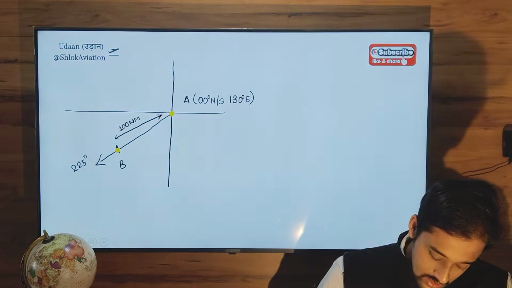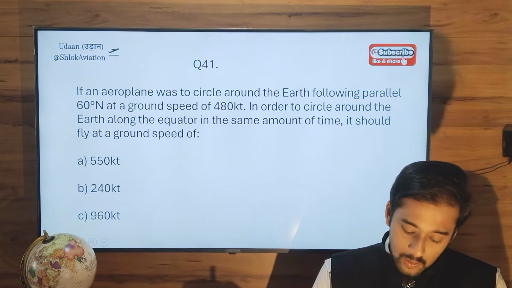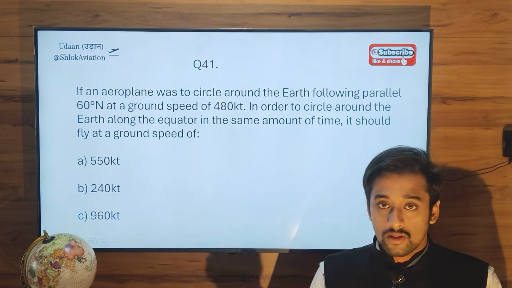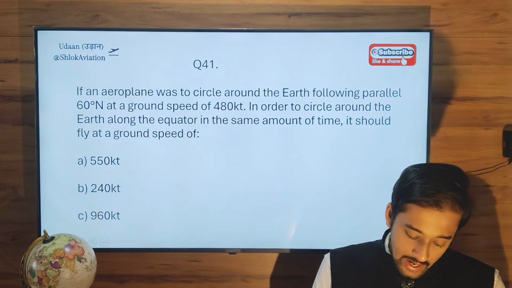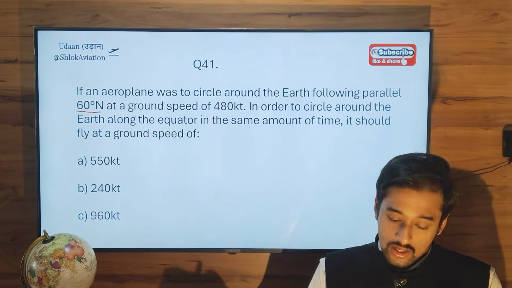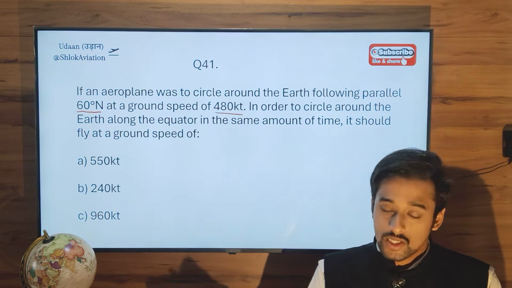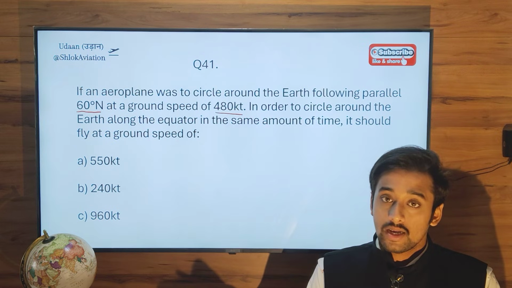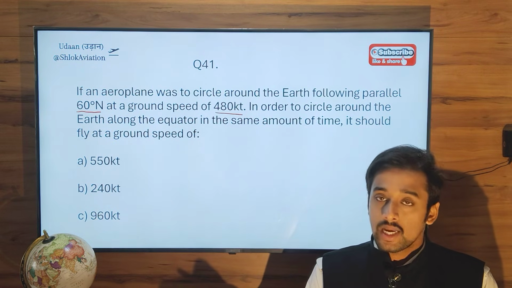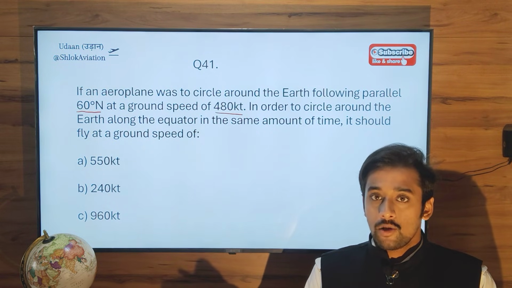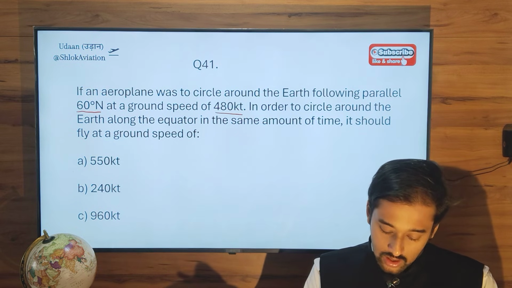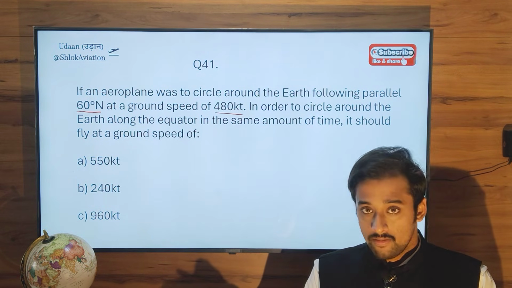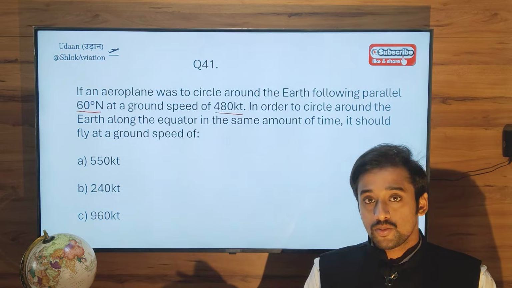Question 41. An aeroplane was to circle around the earth, a 360-degree rotation, at latitude 60° north at a speed of 480 knots. Previously you were circling at 60° north, and now you are circling at the equator in the same amount of time. What will be your new speed?